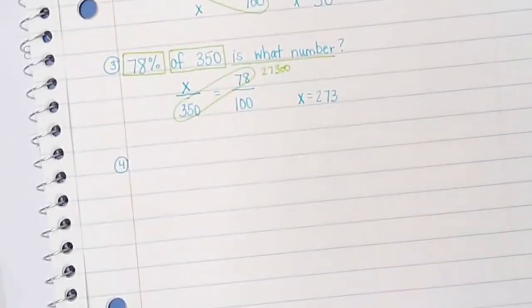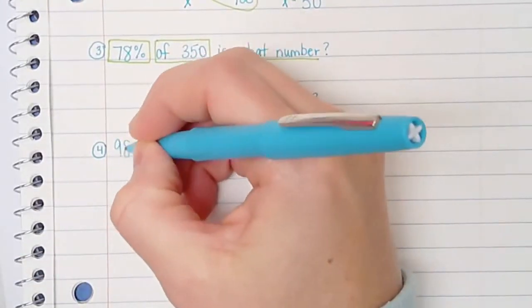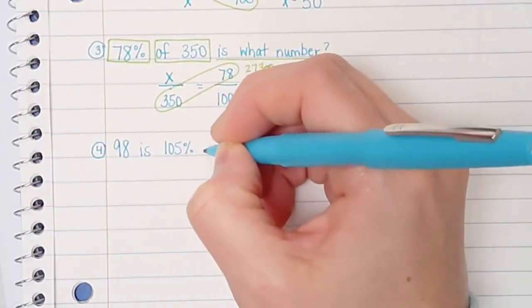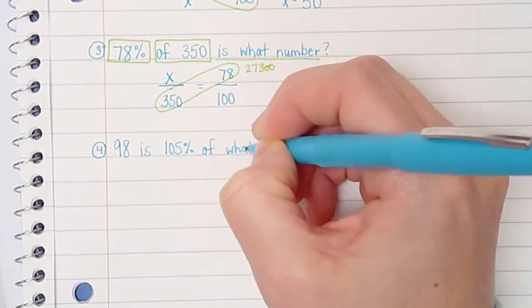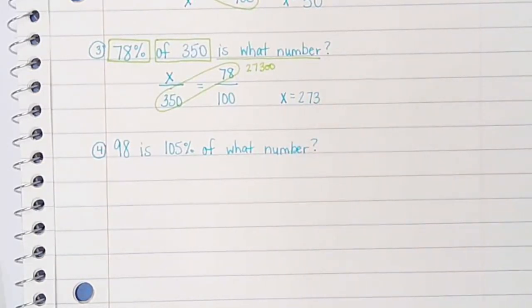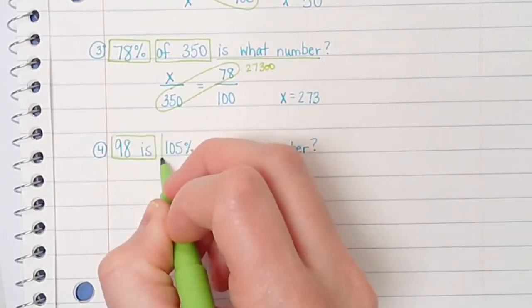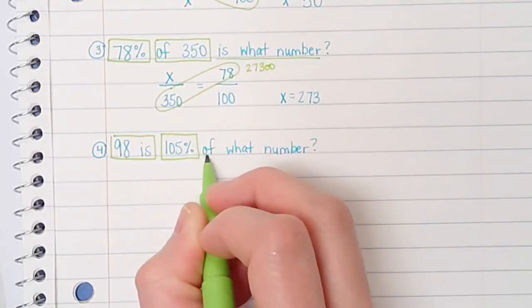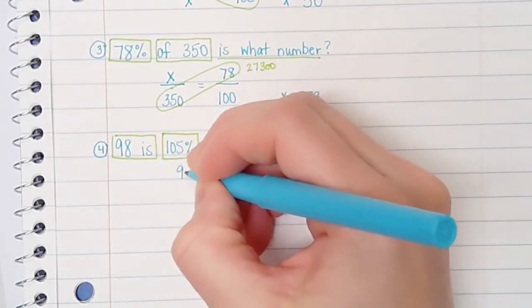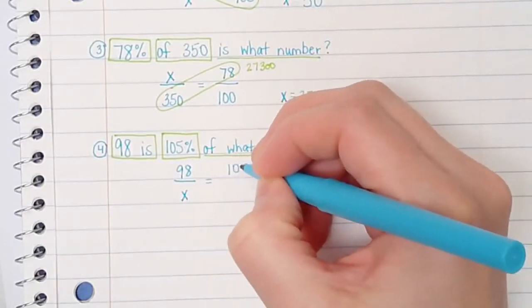All right, number 4. We've got 98 is 105% of what number? Okay? So let's circle what's important. Well, this goes with is. There's my percentage. That makes me happy because they're easy to figure out. And then it says of what number. Now, I'm going to put in my numbers. There's my is. I don't know my of. I'm going to put in my percent. So I filled in all my spots, okay?